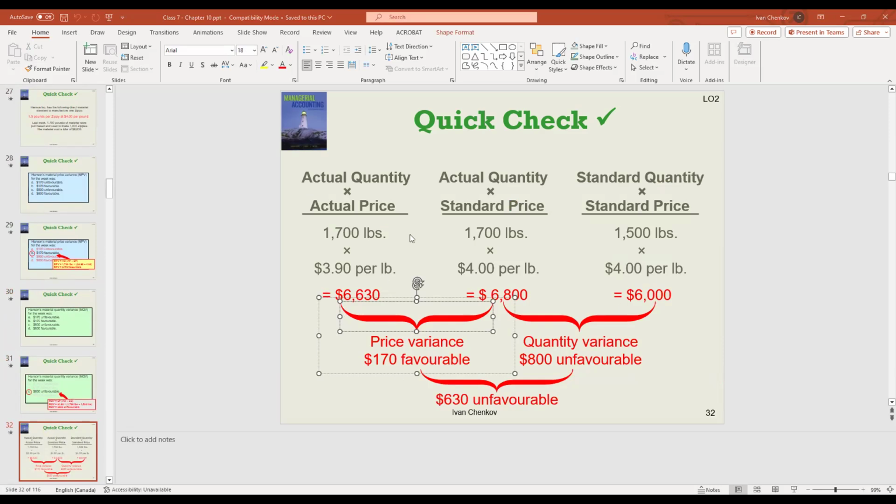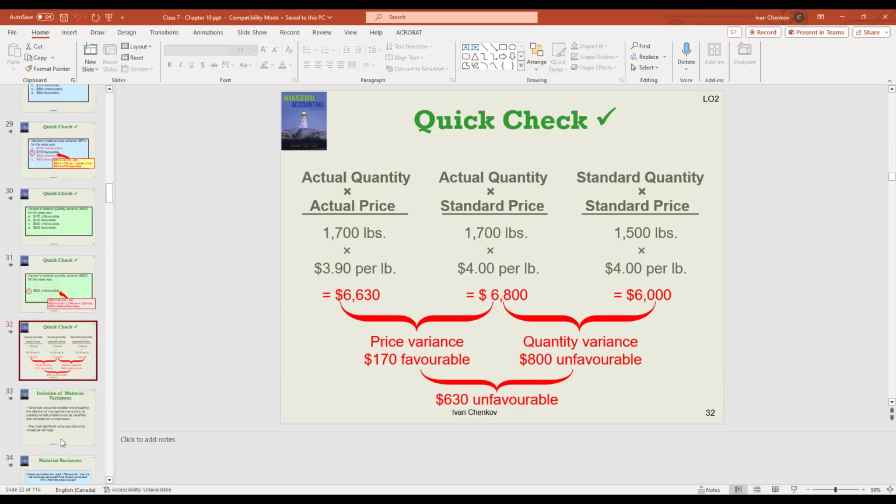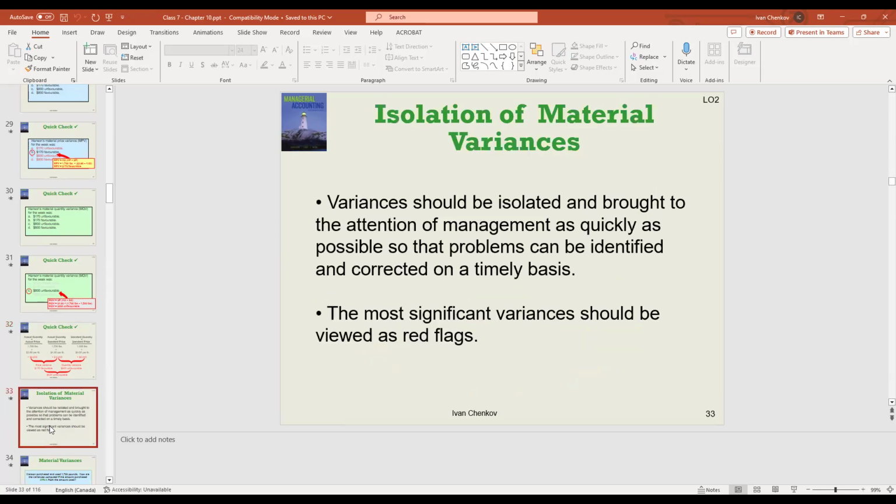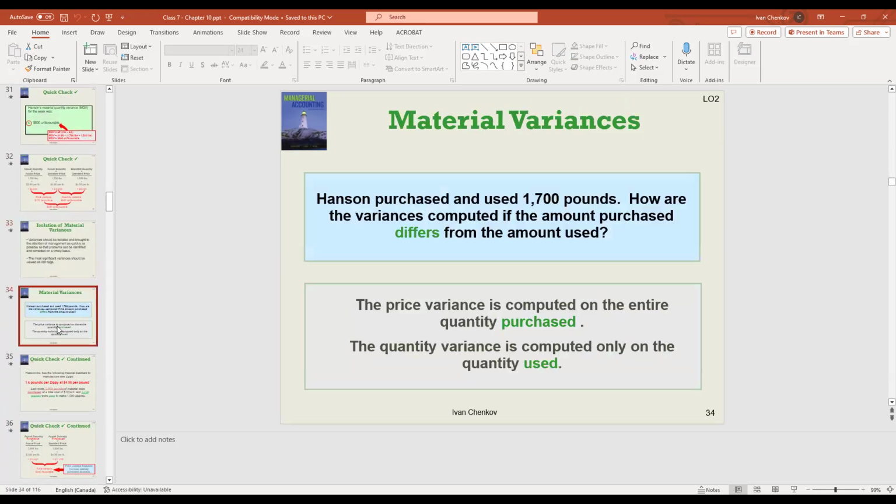If we have to prepare the same chart, this looks exactly like the chart that we prepared. We're getting the actual price when we take the total price divided by actual pounds purchased and used. And the standard quantity we're getting as the number of units, 1,000 times 1.5 pounds per unit. Now, variances should be isolated and brought to the attention of the manager as quickly as possible, and only the significant variances should be reviewed and investigated.